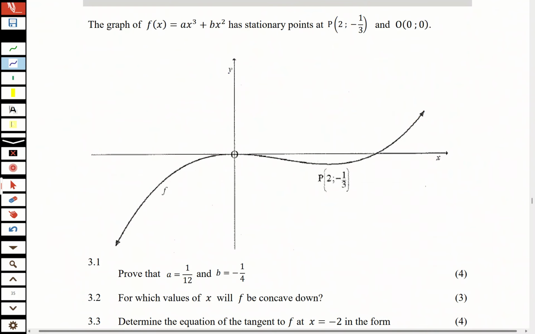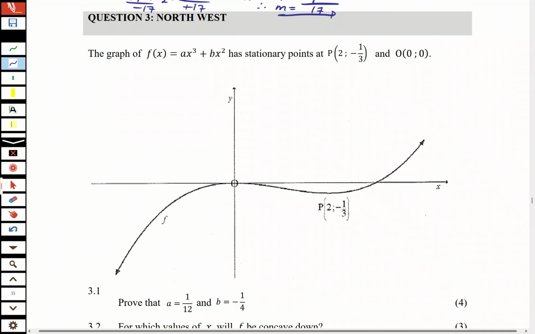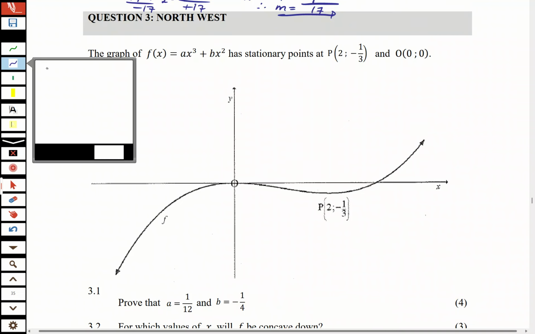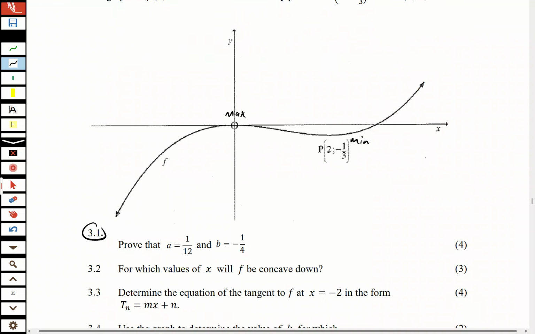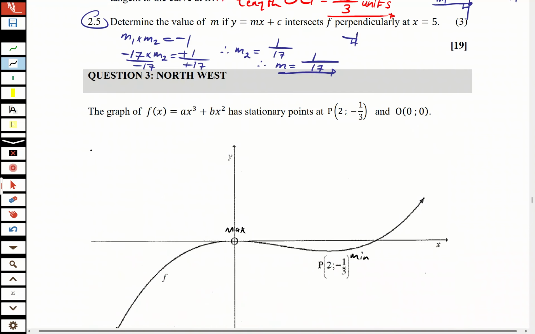So now let's take a look at this question. This is northwest. So now they say that the graph f of x is equal to ax cubed plus bx squared has a stationary point at p and o there. So this is the maximum, this is the minimum, like that. So now let's see the first question. The first question is 3.1. They said that we have to prove the value of a and the value of b there.